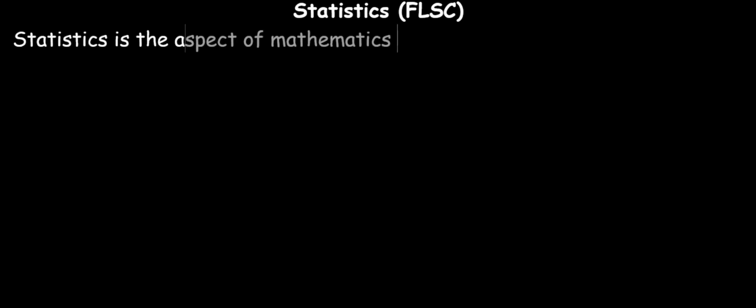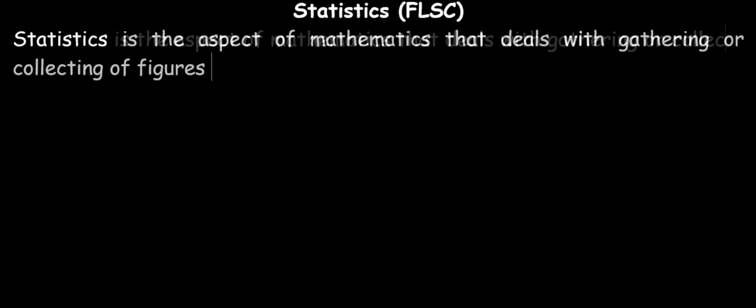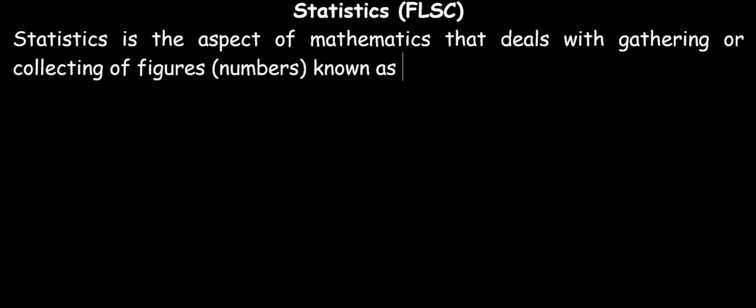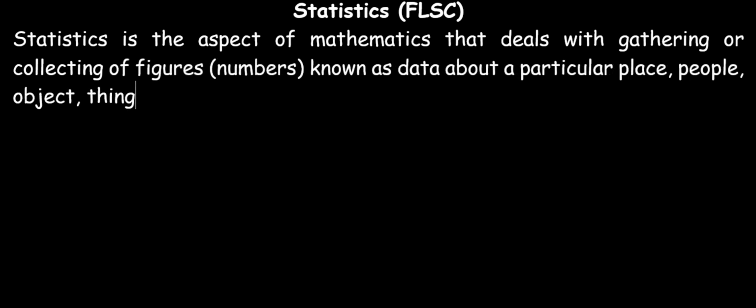Today we'll be starting with the primary school aspect of it, First School Leaving Certificate, from page 97 of Hidden Facts in Primary School Mathematics. Statistics is the aspect of mathematics that deals with gathering or collecting of figures (numbers). These figures or numbers are known as data about a particular place, people, object, thing, or issue, etc. It includes using the organized data for a given purpose.